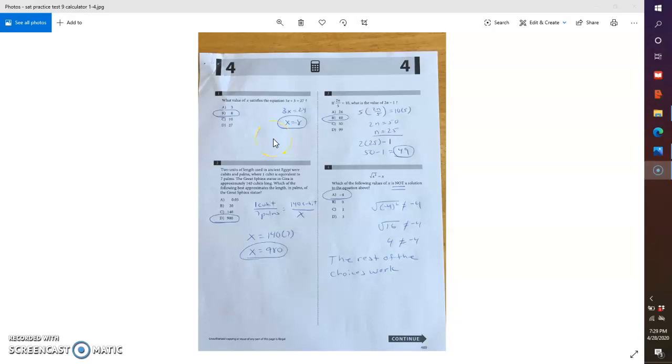Alright, now we're going to move on to the calculator section of our SAT. Our first problem is pretty basic. It's just solving for x. So we're going to subtract 3 on both sides, divide by 3 on both sides, and our x equals 8.